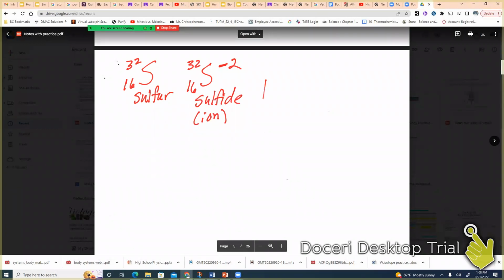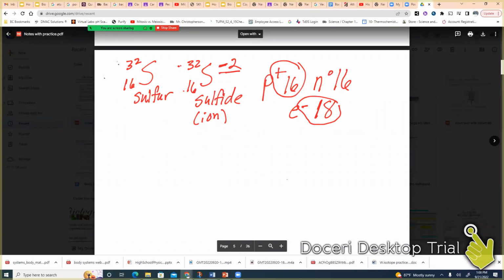We'll do the same thing. Protons, that hasn't changed. That's still 16. Neutrons, still going to do my mass number, my 32 minus 16. Now my electrons and protons are not equal. Since it's the -2, that means I have gained 2 electrons. So how many electrons do I have now? 18. And once again, if you think of that, I have 16 positive things and 18 negative. So that makes sense that I would have a -2 charge on that.